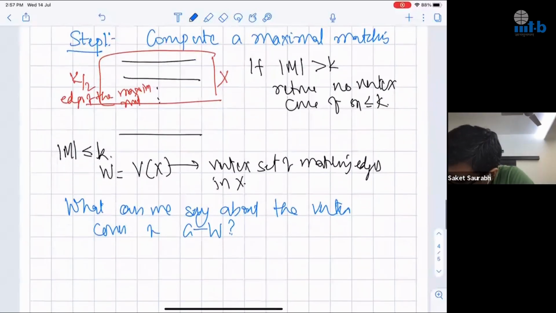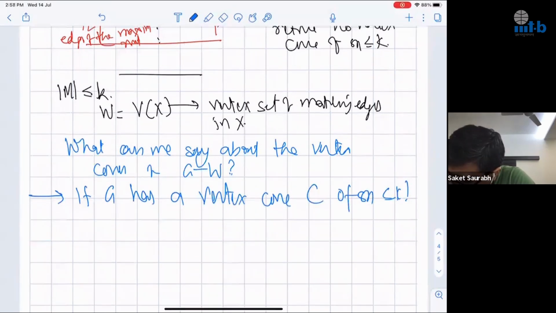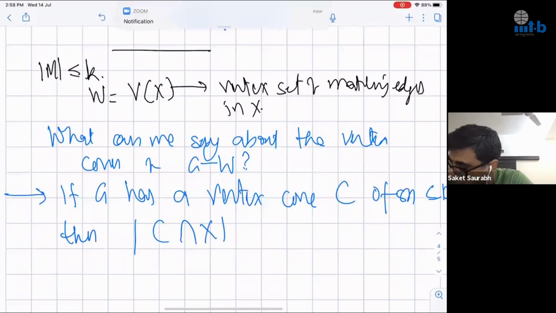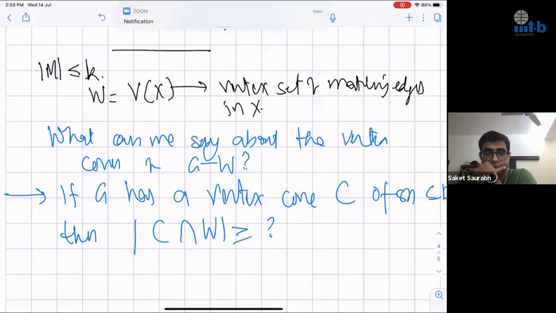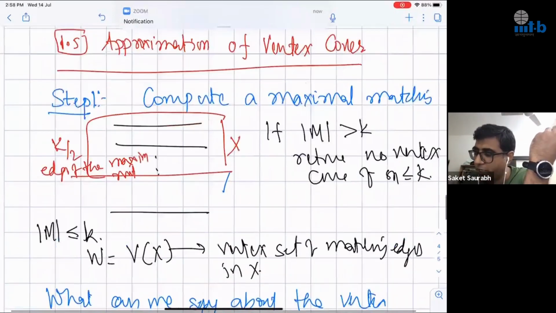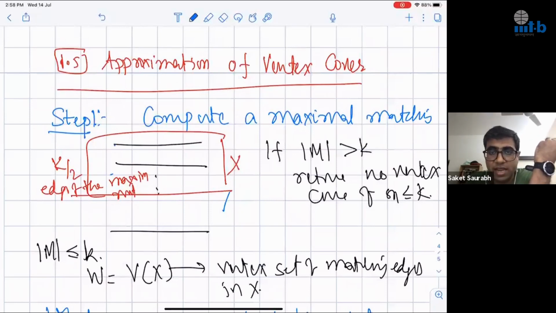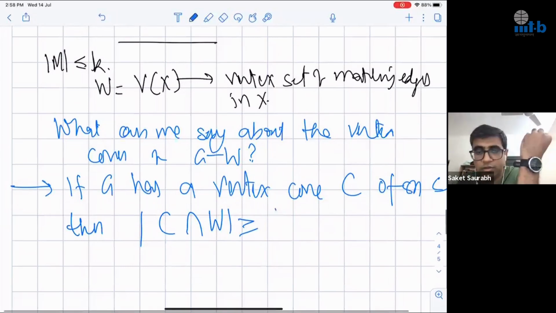If G has a vertex cover C of size at most k, then what can I say about C intersection W? Is at least how much? Look, C is a vertex cover, so from every edge in X, which is a matching, C must pick at least one endpoint from each of the matching edges. And the size of X is exactly k by 2, which implies that C intersection W must be at least k over 2.